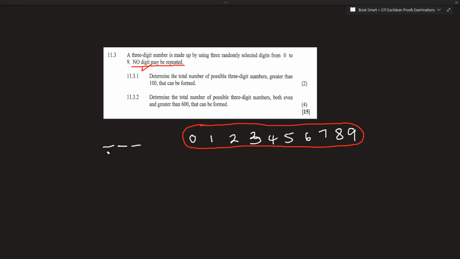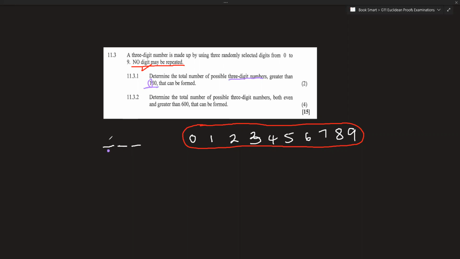Okay, so now on the question, they say we need to determine the total number of possible 3-digit numbers that can be greater than 100. So the number must be greater than 100. Okay, so guys, obviously there's a restriction here. Where there's a restriction, I always put a dot. My restriction will be there. For it to be greater than 100, I must either start with 1, 2, 3, 4, 5, and so on, right? But I cannot start with 0 because if it's 0, it's going to be less than 100.